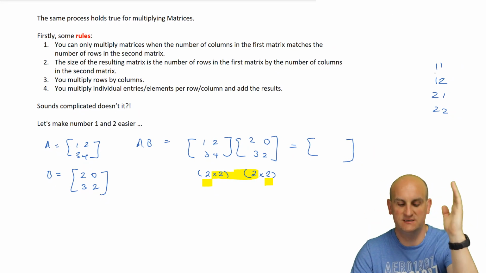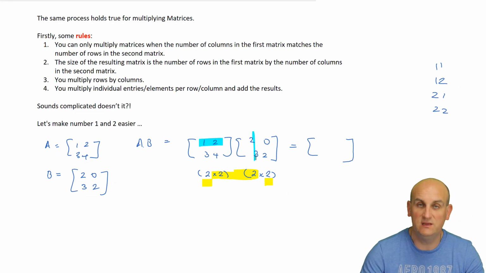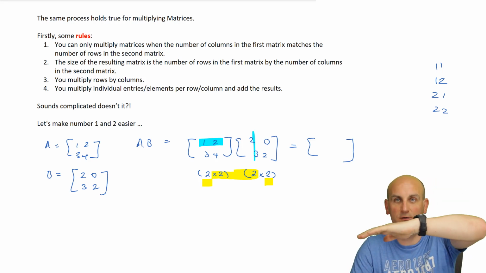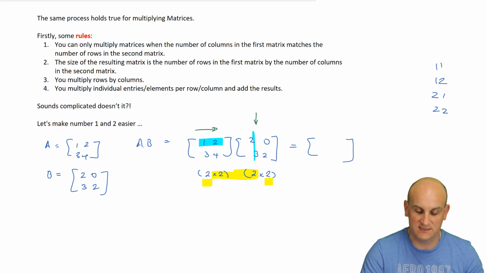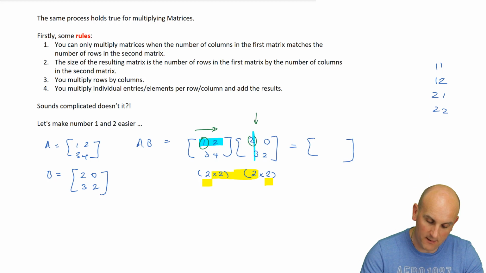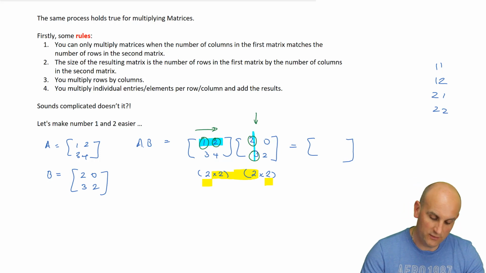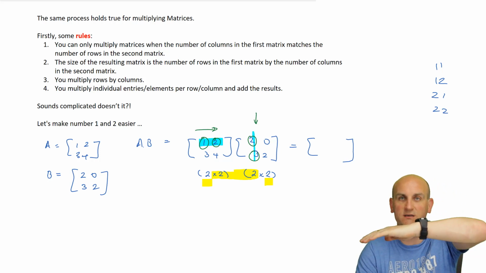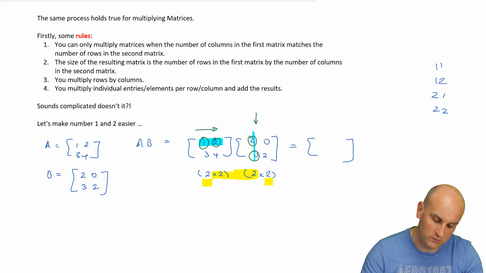First row multiplies by the first column. That's going to give me the first value in the top left-hand corner. When I say first row times first column, what I actually mean is you take each of the pairs of numbers as you travel across and as you travel down. The 1 and the 2 pair up, and the 2 and the 3 pair up. By pairing up I mean multiply together. So the first number times the first number plus the second times the second. So 1 times 2 is 2, 2 times 3 is 6. Add those together, gives me 8.